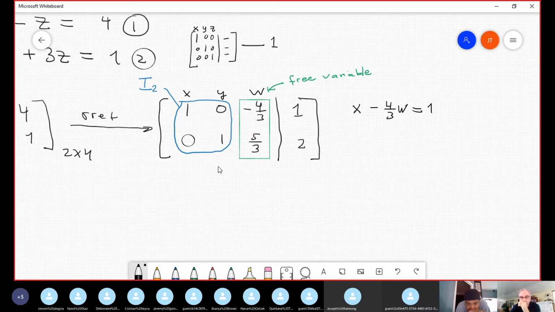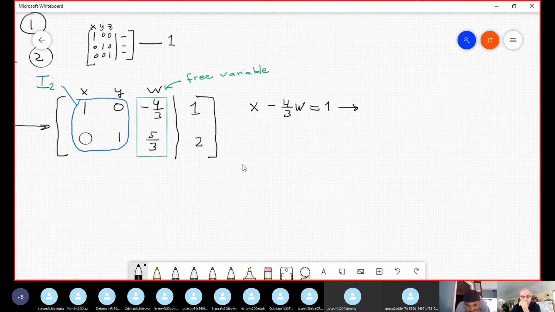And you solve for x. You isolate x as a function of w, because I know that w is the free variable, the independent variable. So x is equal to 1 plus 4 over 3 w. Okay, perfect. The solution, professor?